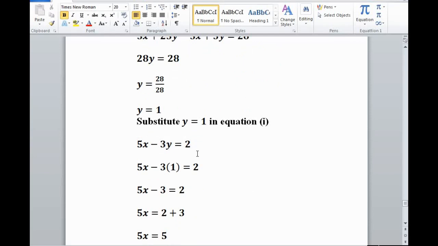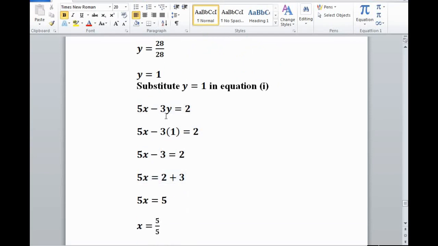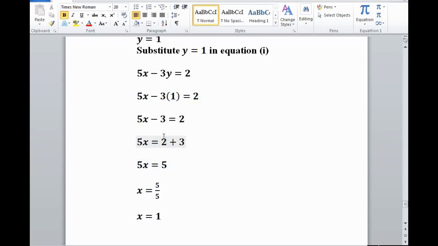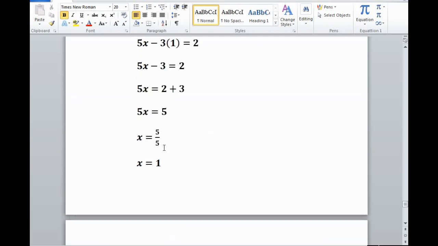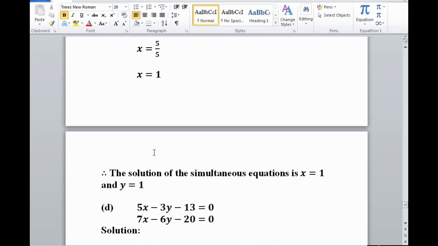And now let's find x by substituting y equals 1 in equation 1. So equation 1 is 5x minus 3y equals 2. So what is y? It's 1. So this equation becomes 5x minus 3 into 1 equals 2. 3 ones are 3, it's 5x minus 3 equals 2. And I'm going to take this negative 3 from left to the right side, so this equation becomes 2 plus 3. Their sum is 5, and then x is equal to 5 upon 5, which is 1. So therefore, the solution of the simultaneous equations is x is equal to 1 and y is equal to 1.